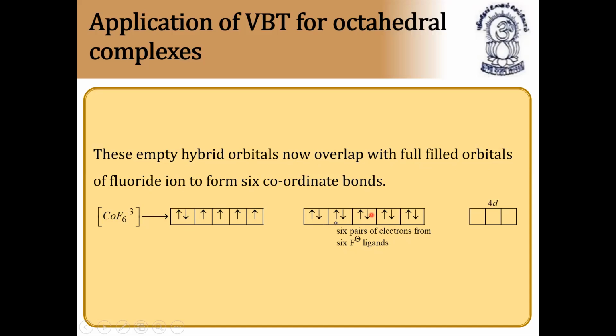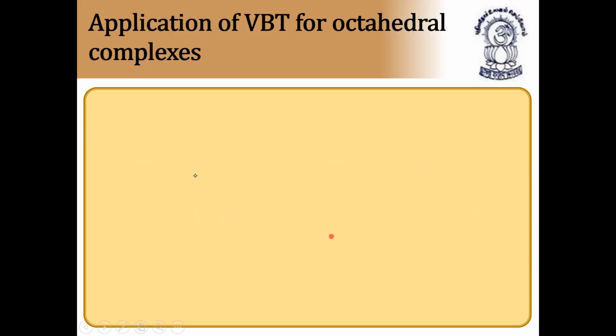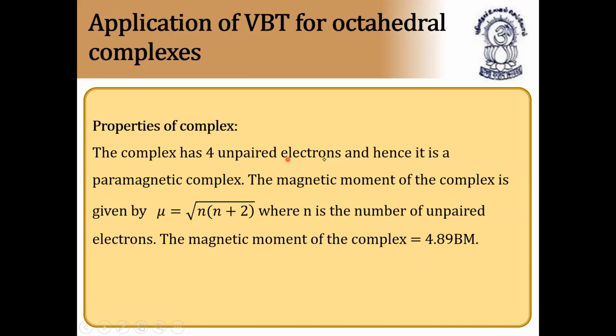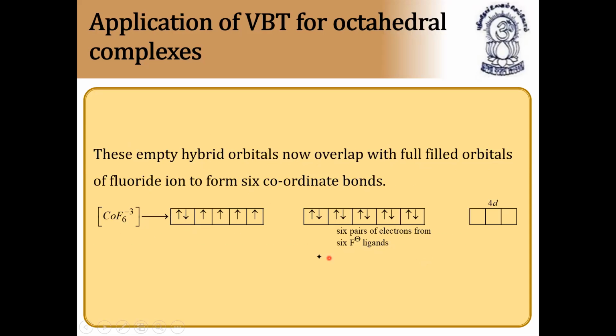So this is the bonding taking place. All are completely paired. 1, 2, 3, 4, 5. All are completely paired. The complex has 4 unpaired electrons, hence it is a paramagnetic complex. You can see here, how many unpaired electrons does it have? 1, 2, 3, 4. Since it has 4 unpaired electrons, it is paramagnetic in nature.